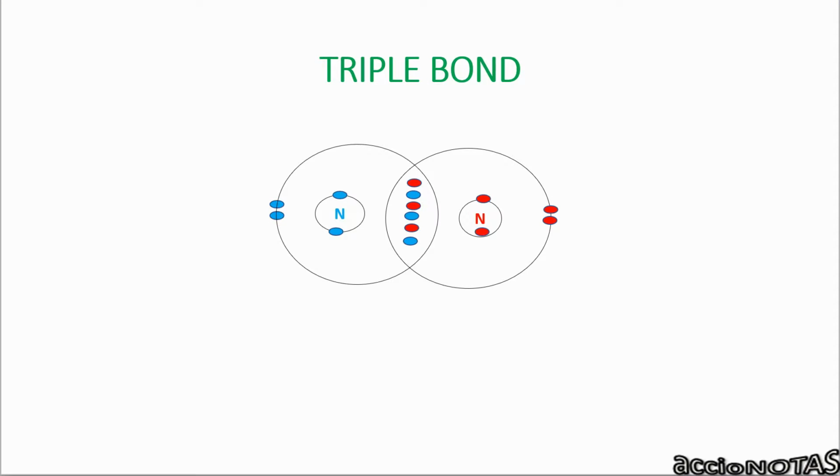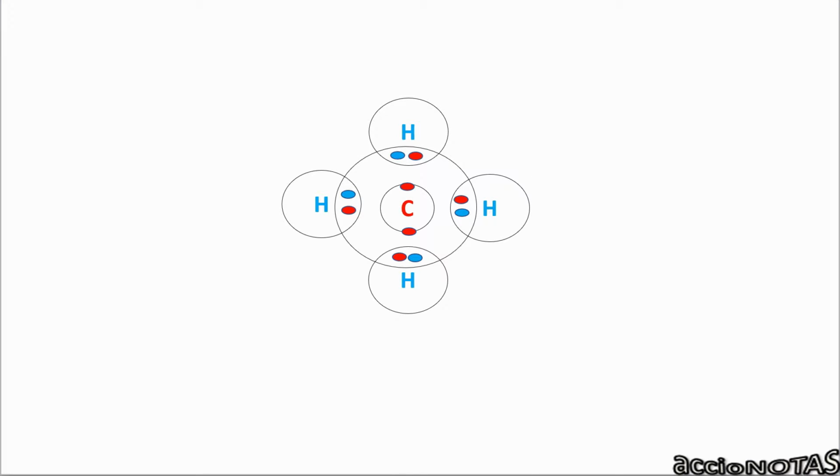Next we have the triple bond. Here in the nitrogen molecule we have three electrons given by each nitrogen atom. Next we have a compound having different elements, and each sharing consists of one pair of electrons.